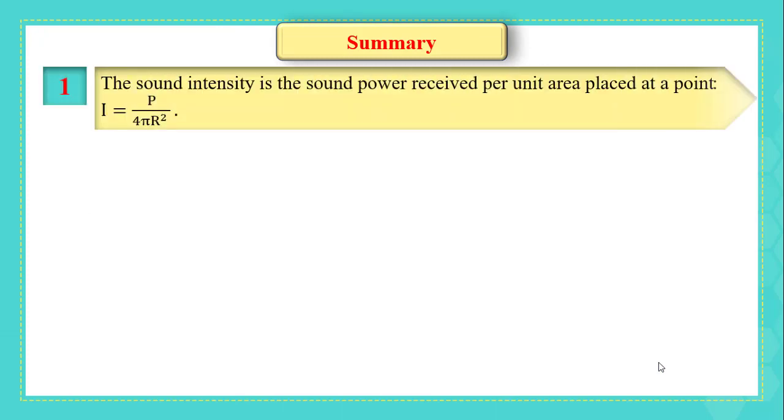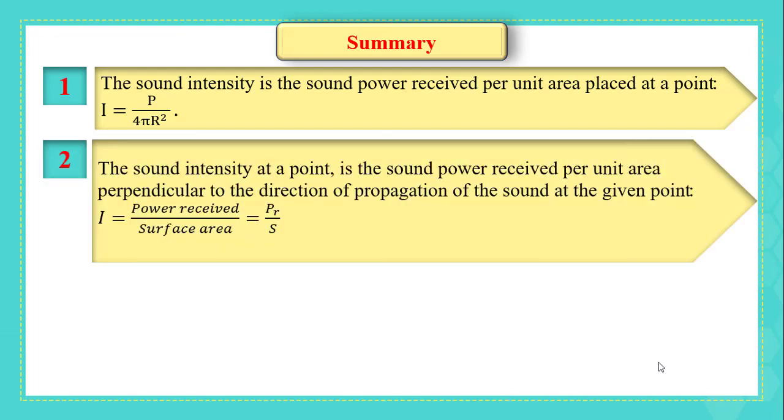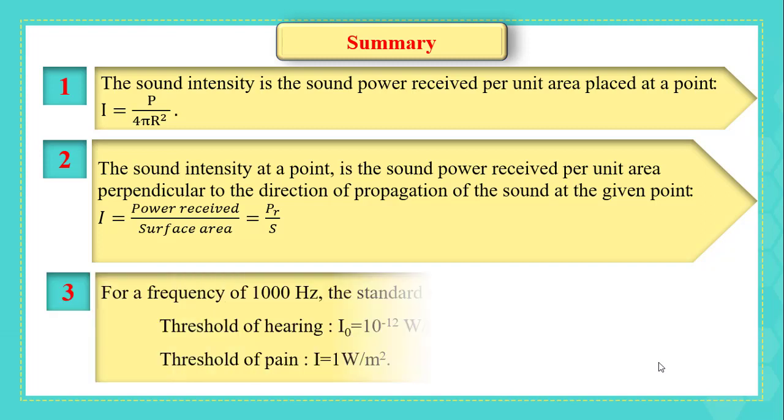Let us now sum up the main ideas of this part. 1. The sound intensity is the sound power received per unit area placed at a point. It is given by I is equal to P divided by 4 pi R squared. 2. The sound intensity at a point is the sound power received per unit area perpendicular to the direction of propagation of the sound at the given point. I is equal to the power received divided by the surface area, which is PR divided by S.